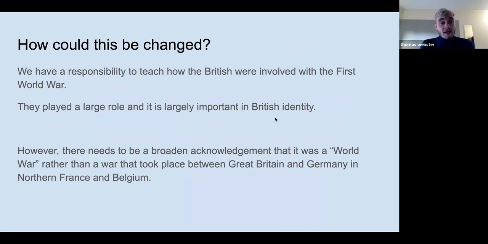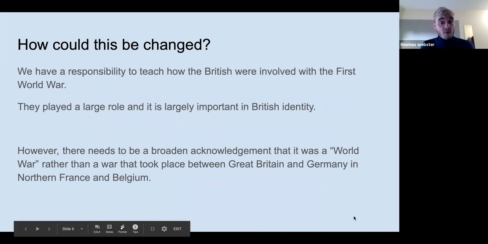Okay, so a question: how could this be changed? And it might be important while we're going through this to reflect on your own teaching experience and your school experience. Have things changed, and if so, how much, by what degree?